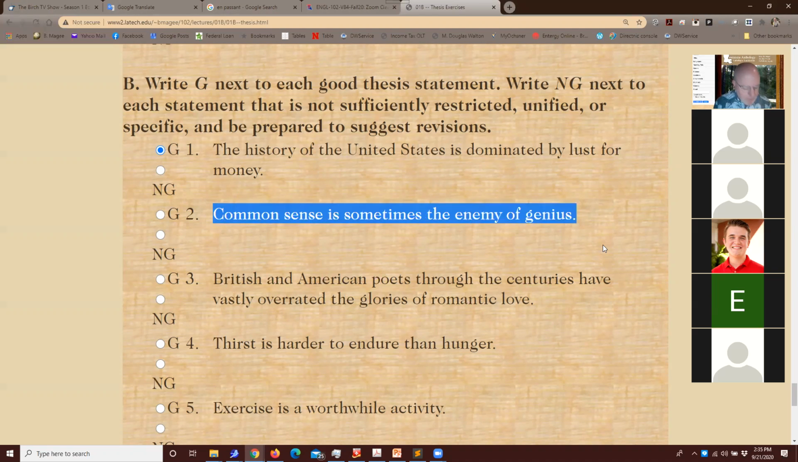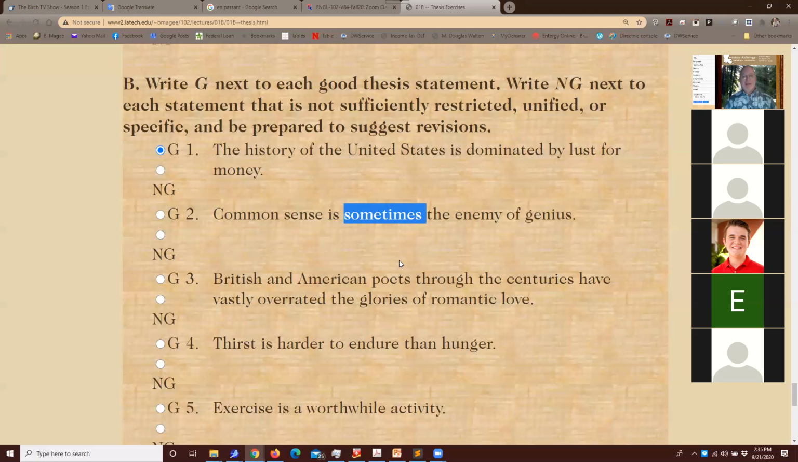Oh, thank you. Common sense is sometimes the enemy of genius. I would say that is a good thesis. Yes, because you've got two things, right? Common sense and genius, and you're talking about the difference. So it's a comparison and contrast. And also, there is a great weasel word in that one that you can use in your own theses. And what is that? Sometimes, the best word someone could ever not use.